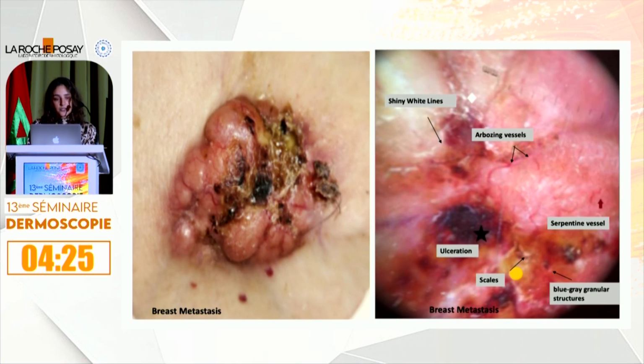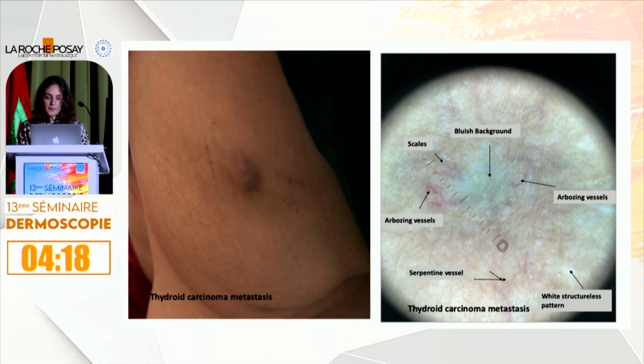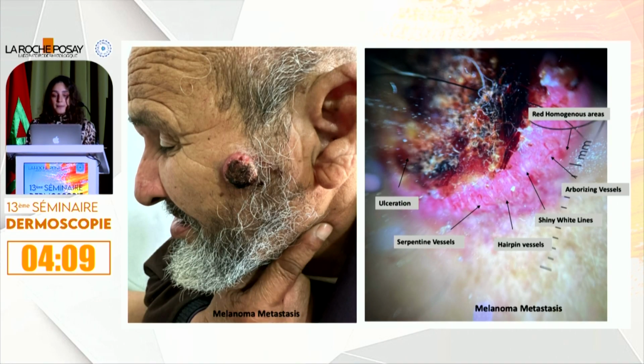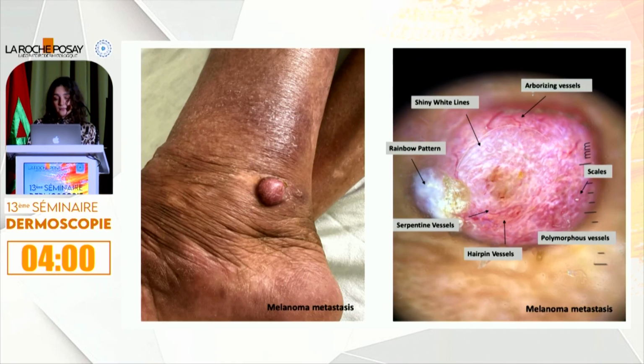Dermoscopy finds in pink lesions shiny white lines, arborizing vessels, serpentine vessels, blue-gray granular structures. Another dermoscopy shows serpentine vessel, arborizing vessel, white structural pattern, bluish background. Pink melanoma metastasis shows a vascular pattern with serpentine vessels, hairpin vessel, arborizing vessel, shiny white lines, and ulcerations. Another pink melanoma metastasis shows serpentine vessel, hairpin vessel, arborizing vessel, a rainbow pattern, shiny white lines.